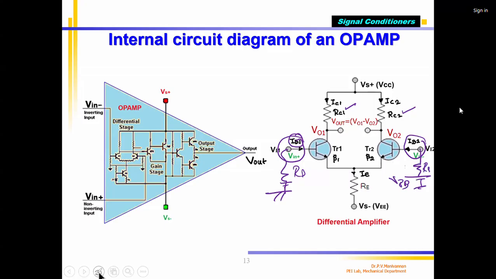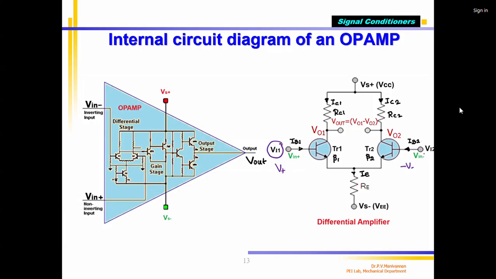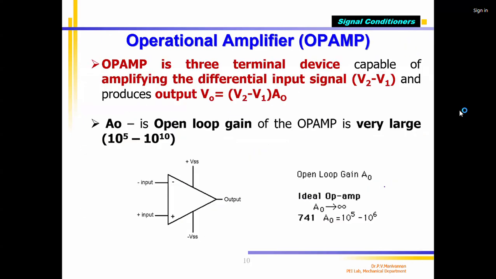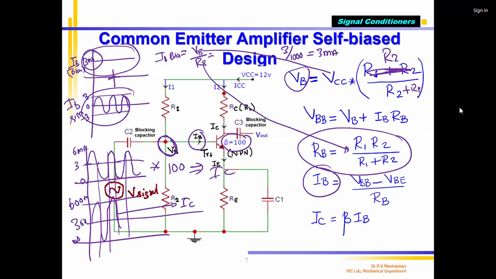Correct? So what I am saying is VBB for the base is nothing but V. I call them V plus and V minus. Correct? You can see V in minus, V in plus. One transistor each, and I have a common emitter resistance. Already we saw emitter resistance in the case of a transistor amplifier.